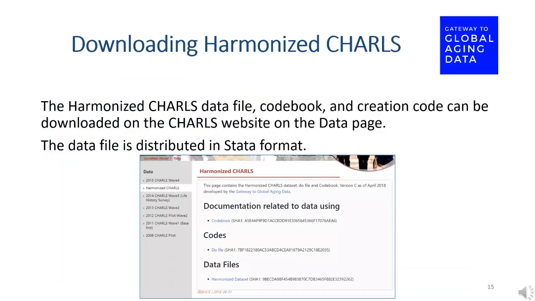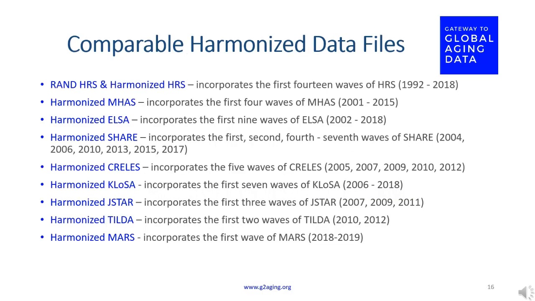You can download the Harmonized CHARLS data file, codebook, and Stata creation code from the CHARLS website's data page. The Harmonized CHARLS data file is distributed in Stata format, but this dataset can also be easily opened in SAS, SPSS, and R. We also provide the creation code so you can have the exact code we use to build the dataset. We've created many harmonized datasets which are comparable to the Harmonized CHARLS.